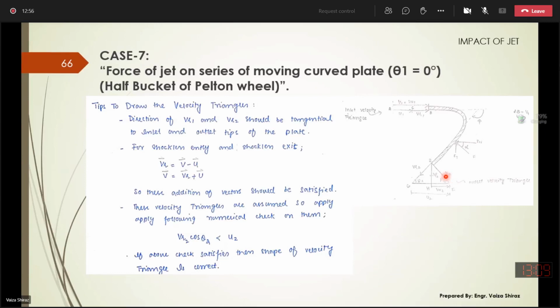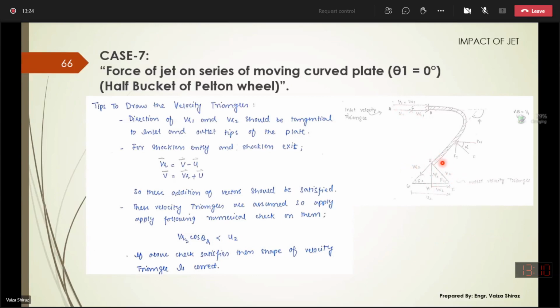How is this V2 coming? If you see at the inlet tip, you were getting VR1 from the difference of V1 and U1. Similarly, over here you are getting V from this VR and U. From the difference of these, you get this V here. Sorry, from the addition of these, you get this V here. So this is how at the inlet tip you were moving from V to VR, but at the outlet you are moving from VR to V.